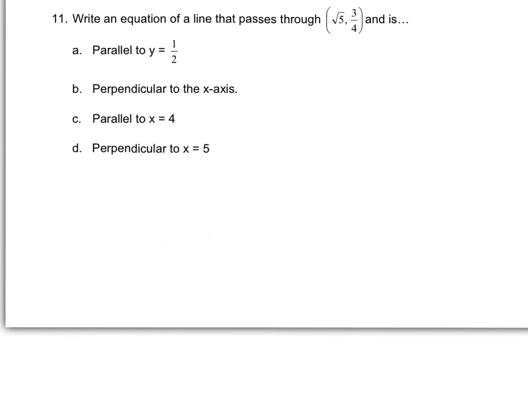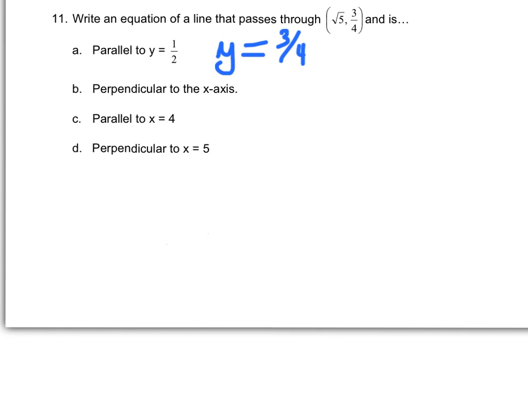Now for every example in number 11, we're using the point radical 5, 3/4. Strange looking odd point, but we're just talking about parallel and perpendicular lines here. In example A, it wants us to find a line parallel to y equals 1/2. Well, y equals 1/2 cuts through the y-axis at 1/2, which means it's a horizontal line. So we're always going to start with the same thing: y equals the y-coordinate that we were given, which is 3/4.